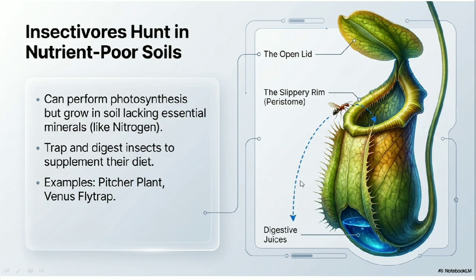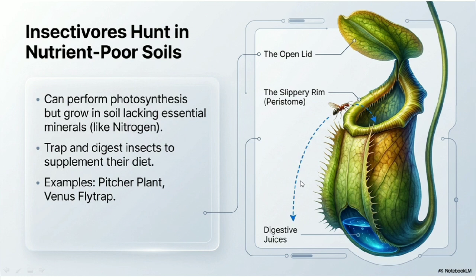One more is insectivorous plants. What they do here is, some plants grow in nitrogen-poor soil. So they trap insects and digest them. Examples are the pitcher plant and Venus flytrap.